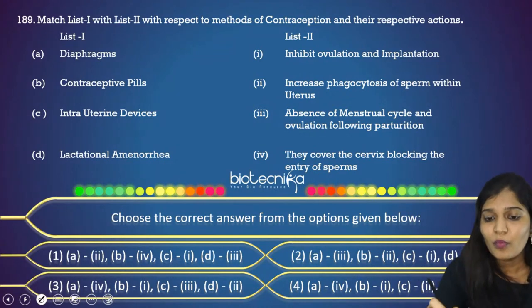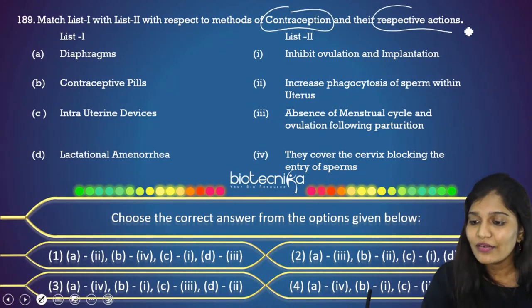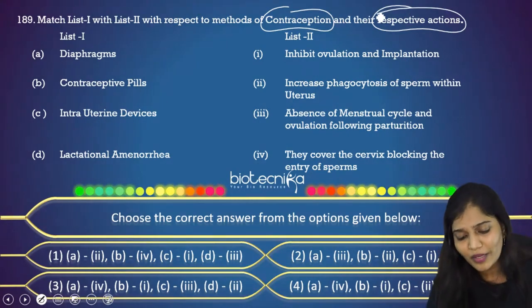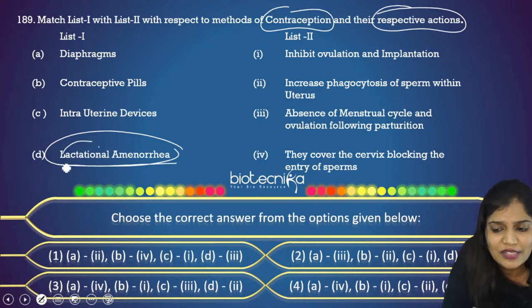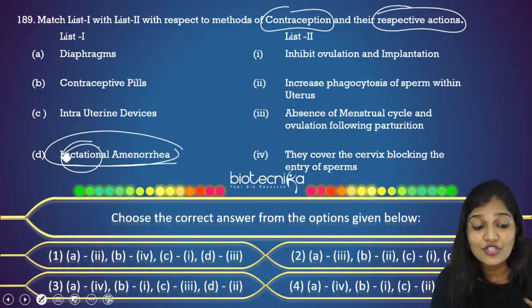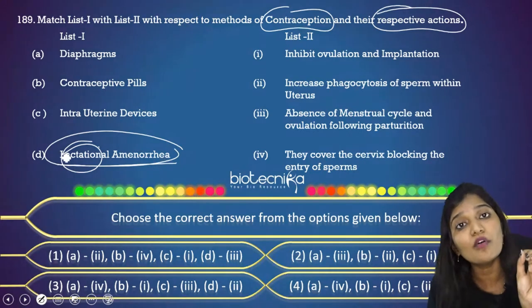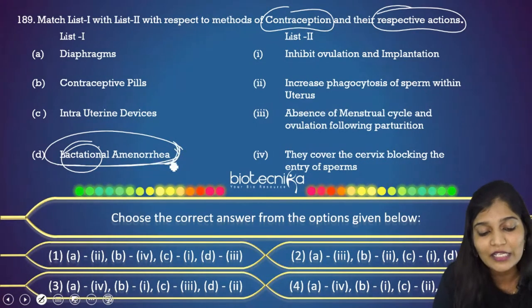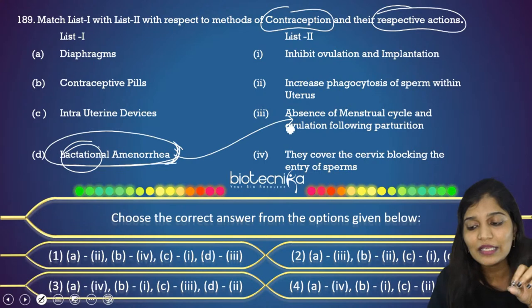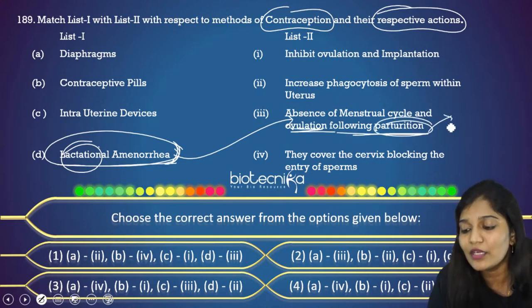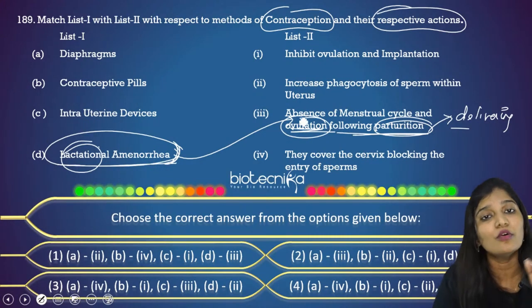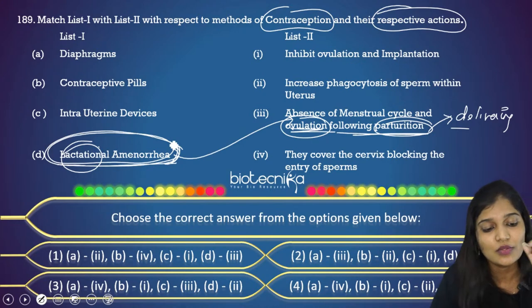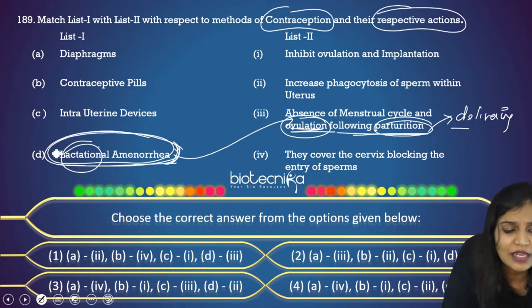Okay, the next question. Match list 1 and list 2 with respect to contraception, the reproductive health chapter, and their respective actions. Very easy question. If you at least know option D, you will end up with the correct one. Let's see. Lactational amenorrhea is related to lactation, the production of milk by women. Usually when a woman is providing milk to the baby, there is an absence of menstruation. If a person has lactational amenorrhea, there would be no menstrual cycle and ovulation after delivery of a baby. After delivering a baby, the menstrual cycle will stop in that woman and the ovulation also stops if she has this situation. So this is lactational amenorrhea.